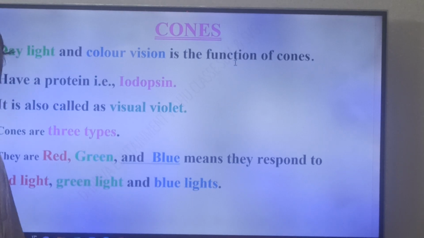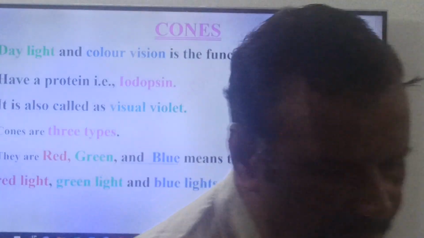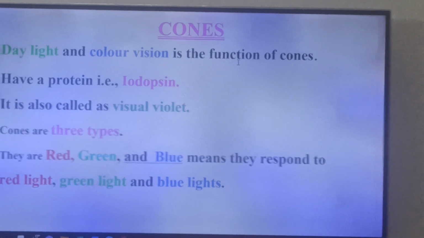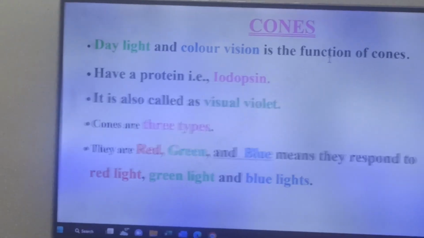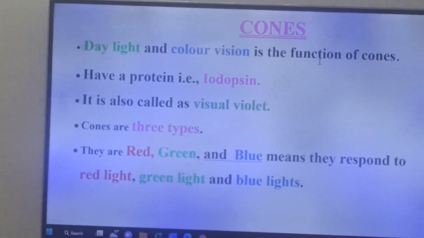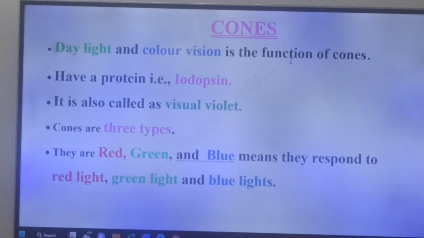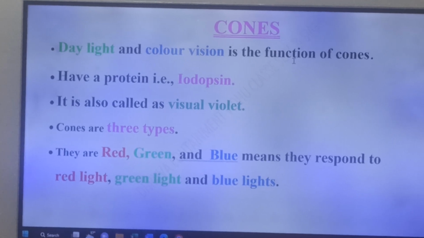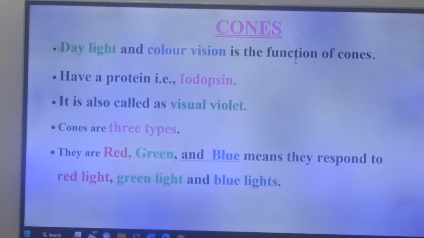Cones are of three types. Very, very important, friends. They are red cones, green cones and blue cones, friends. Means what, friends? Red cones respond for red light, green cones for green light and blue cones for blue light.